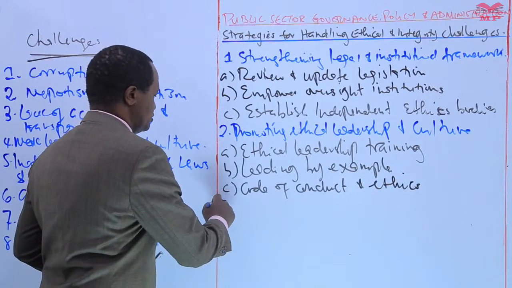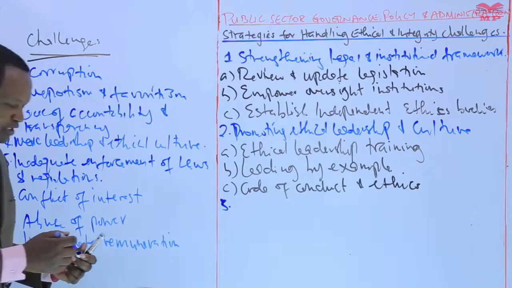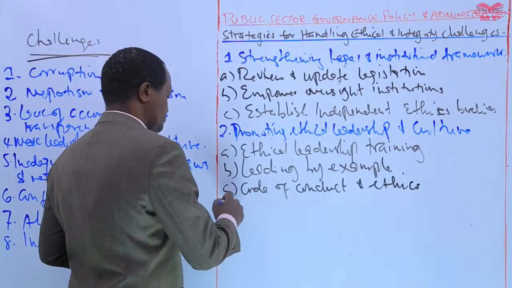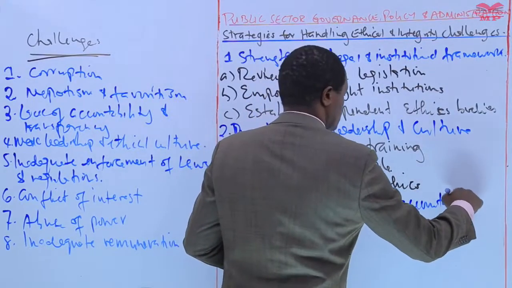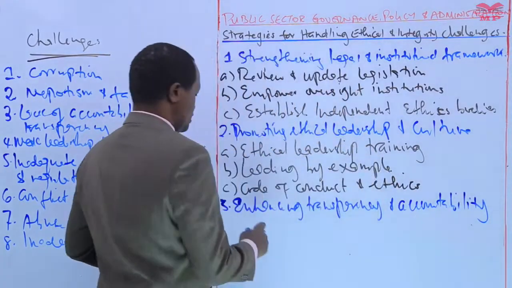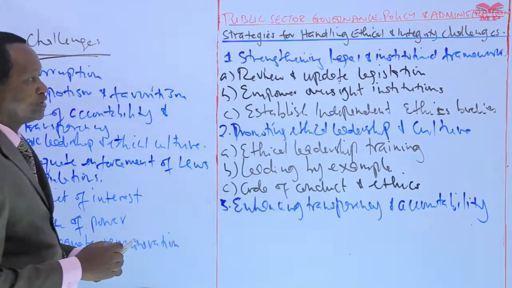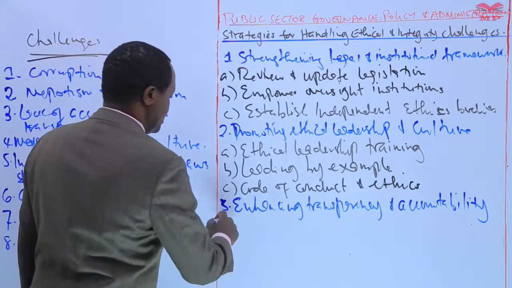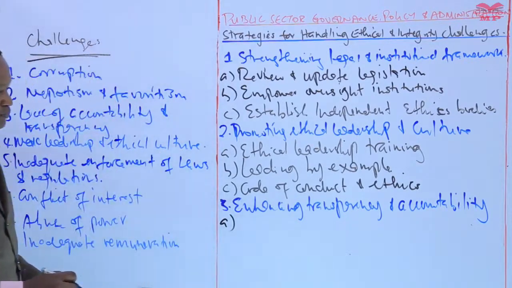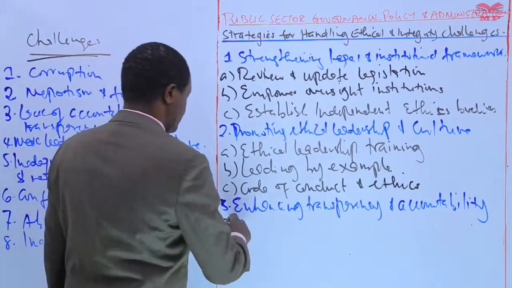The third point is through enhancing transparency and accountability. And how do you enhance transparency and accountability? One way is to have open data and information sharing.